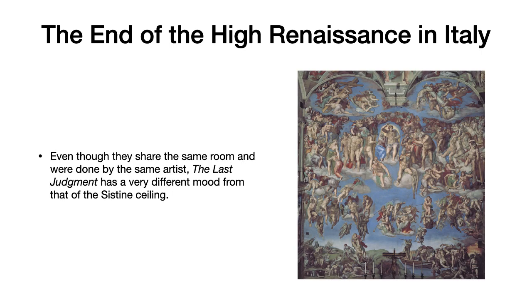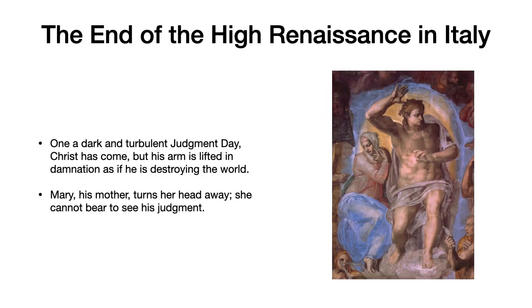Even though they share the same room and were done by the same artist, the Last Judgment has a very different mood from that of the Sistine ceiling. On a dark and turbulent judgment day, Christ has come, but his arm is lifted in damnation as if he is destroying the world. Mary, his mother, turns her head away. She cannot bear to see his judgment.